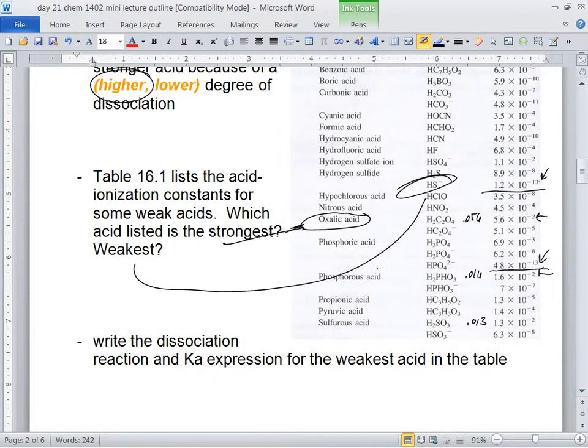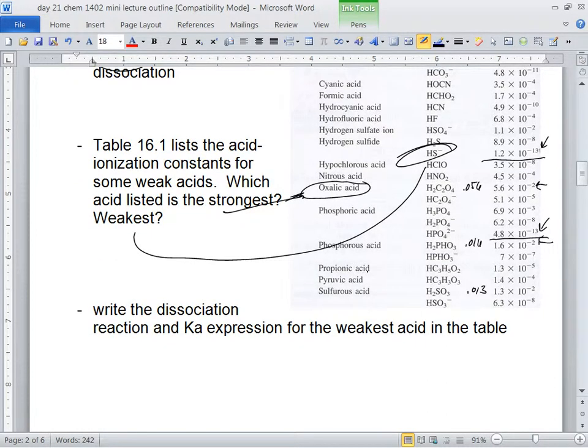Write the dissociation reaction for the weakest acid in the table. All right, here's a good test question, upcoming quiz question. Go ahead and write the dissociation reaction and the Ka expression for the weakest acid. And we said the weakest acid was HS minus. Remember, all these dissociation reactions are in the form of HA going to H plus plus A minus. They all have to be written in that form. But they want the exact reaction. So you should have something going to two products.